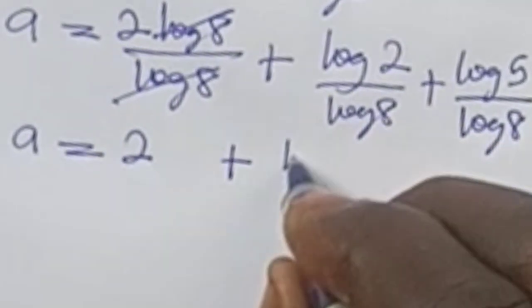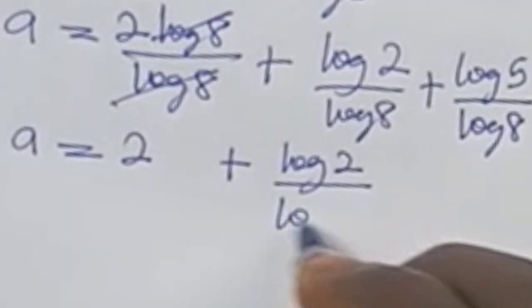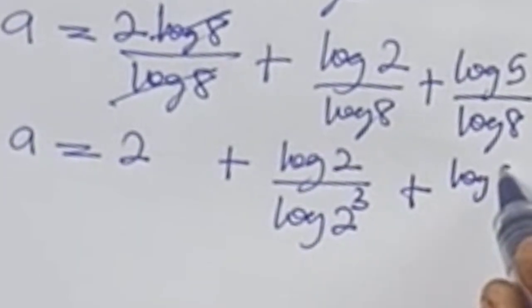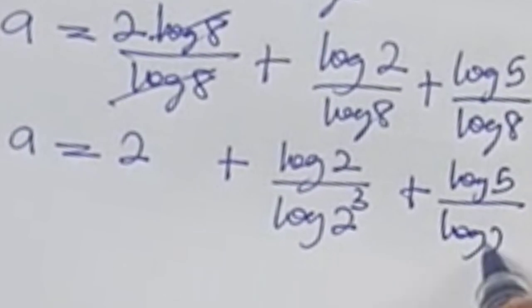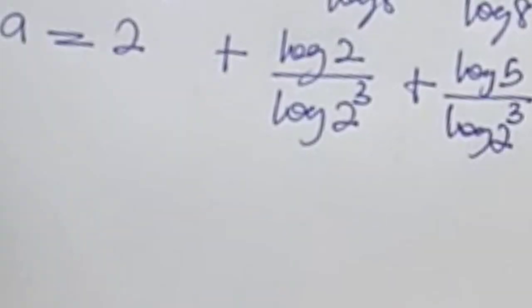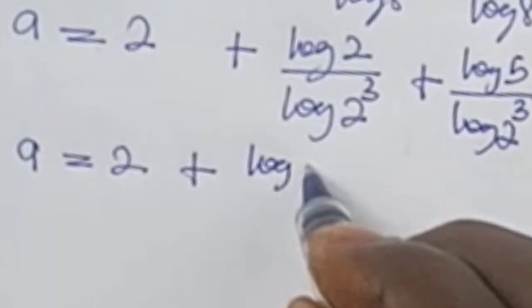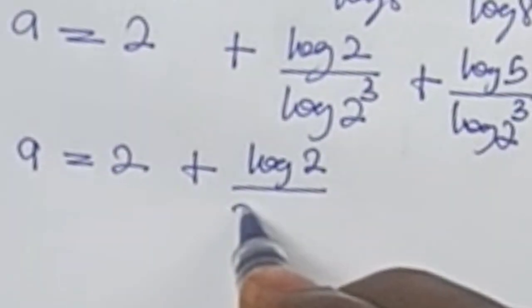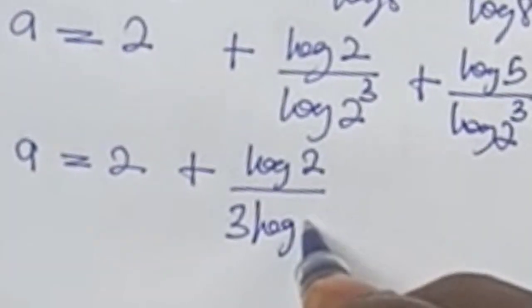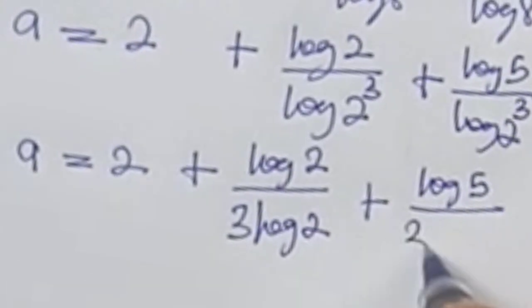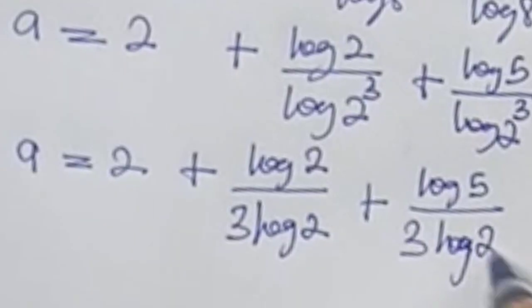Plus here log 2 over log 2 to the power of 3. 8 can be written as 2 to the power of 3, plus log 5 over log 2 also to the power of 3. And the respective power will come down, so that the next line becomes a equals 2 plus log 2 all over 3 times log 2 plus log 5 all over 3 times log 2.